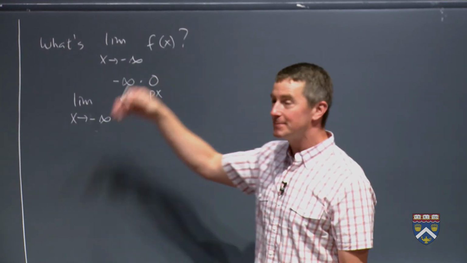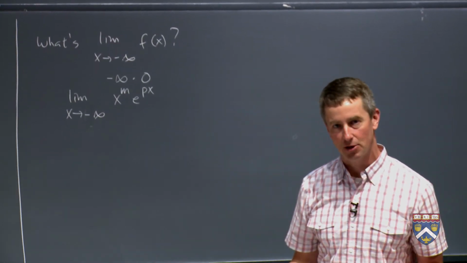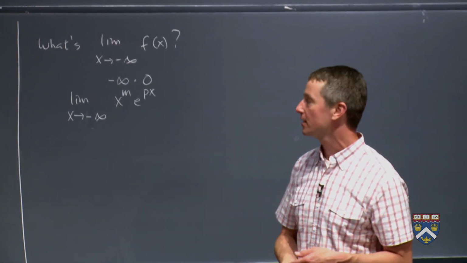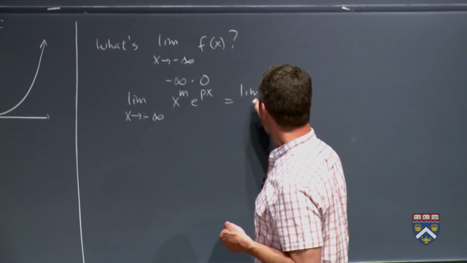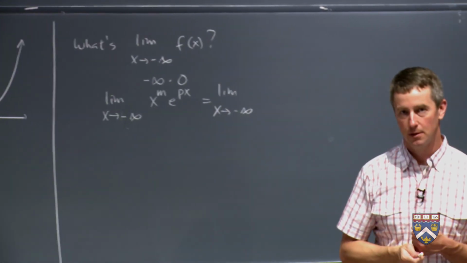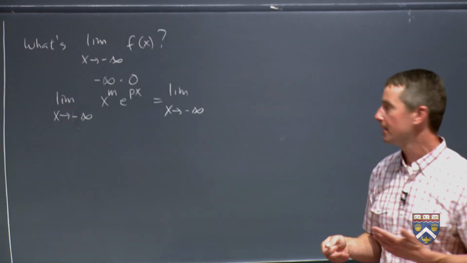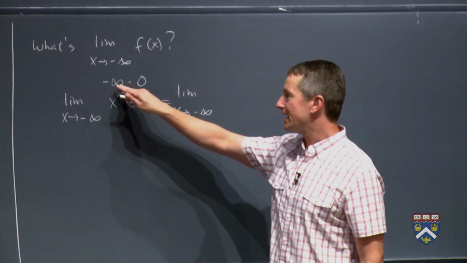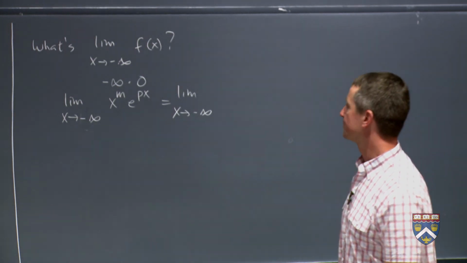And although 0 times any number is always 0, 0 times something going to infinity is not necessarily 0. It depends on which one's going faster, as in all of these indeterminate forms. We wish that we could use L'Hopital's rule. But L'Hopital's rule only works when we have a fraction, 0 over 0 or infinity over infinity. But in many cases where you get an infinity times a 0, you can rewrite it as a fraction.